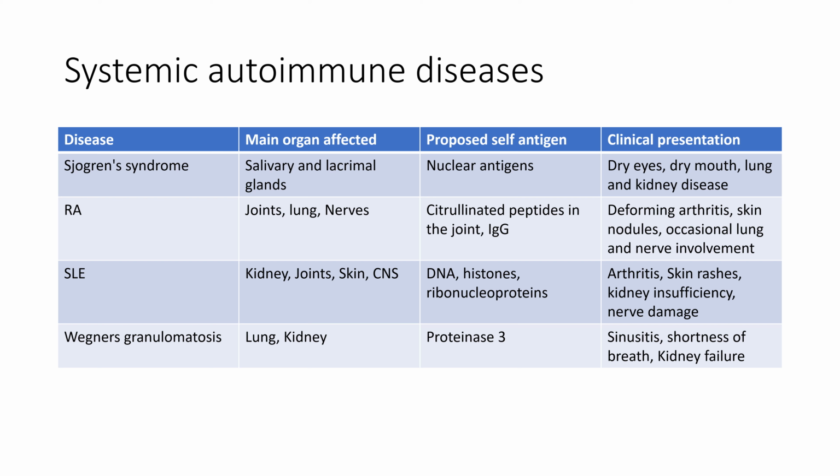Now SLE. In this, the main organs affected are the kidney, joint, skin, and CNS. There is CNS involvement. Proposed self-antigens are DNA, histones, and ribonucleoproteins, resulting in arthritis, skin rash, kidney insufficiency, and nerve damage in the patient. Last but not the least, Wegener's granulomatosis. The main organs affected are the lung and the kidney, and autoantibodies develop against proteinase 3, resulting in sinusitis, shortness of breath, and kidney failure.